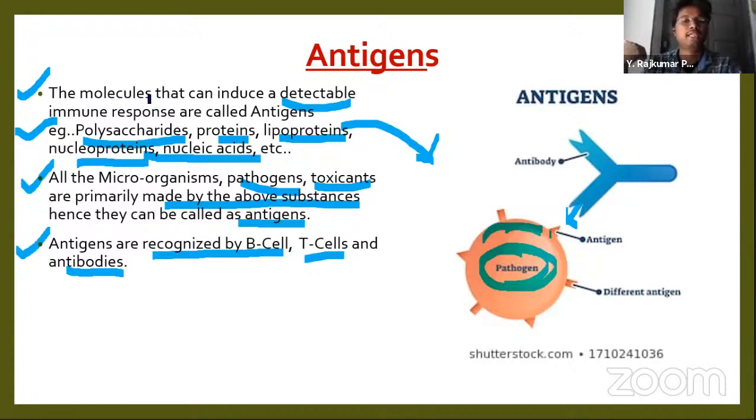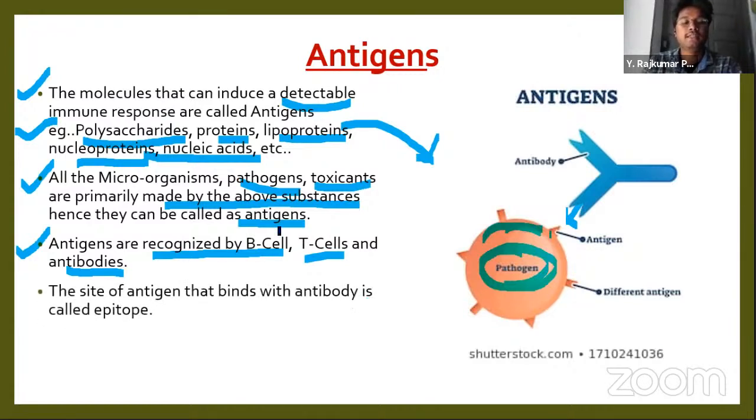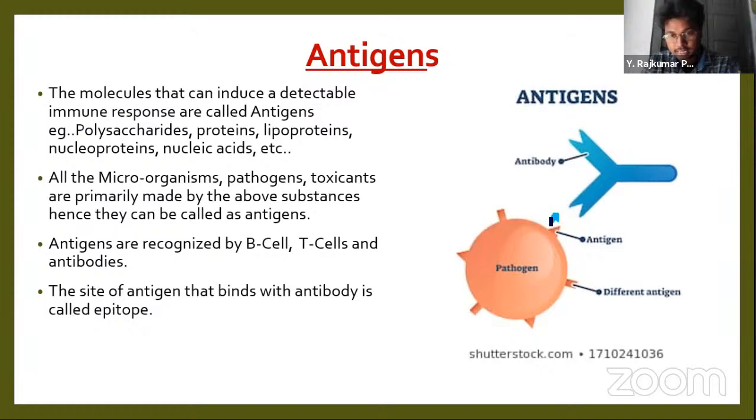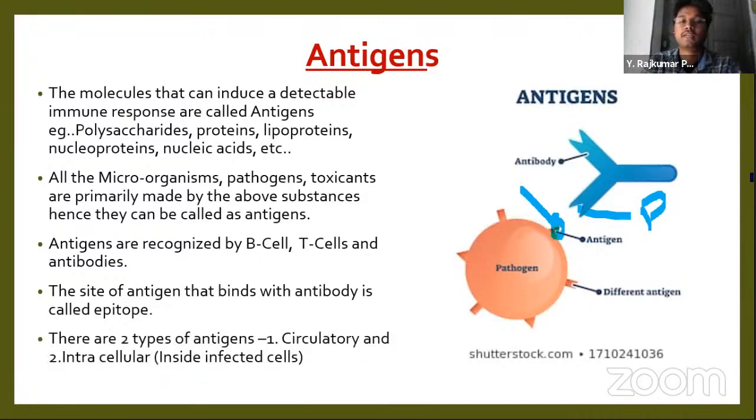By this time, you will fall ill and get fever. Once the antibodies are produced by the B cells, you get healthy again. You recover from the disease. The site of antigen that binds with antibody is called the epitope. Just now we have learned epitope and paratope. This antigen surface is called the epitope because it binds to the antibody, and this surface is called the paratope. The paratope binds to the epitope.